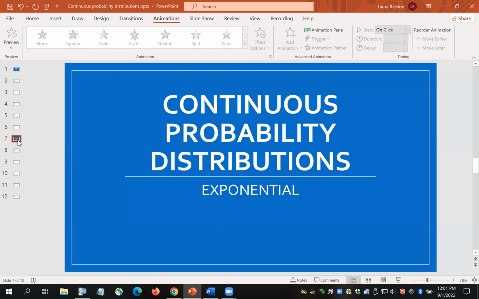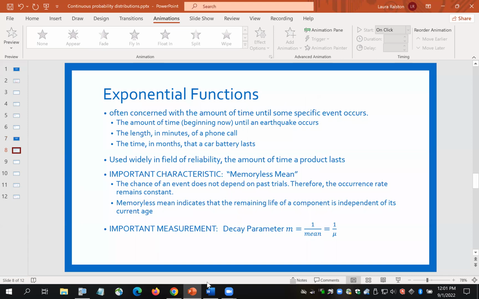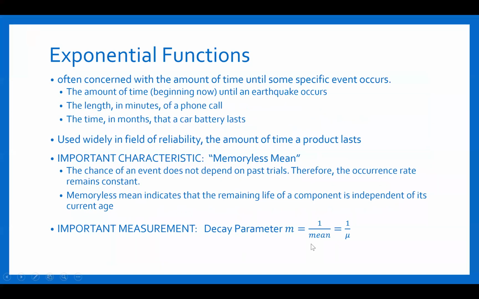And again, this one should be new to you. You probably haven't seen it before. A lot of times, I'm not sure if they actually say exponential. I think I do try to make a point on the midterm to say this is an exponential distribution. But usually an exponential distribution is concerned with the amount of time until a certain event occurs.